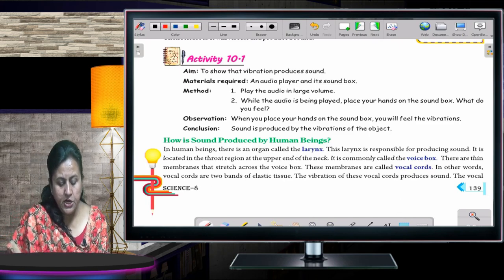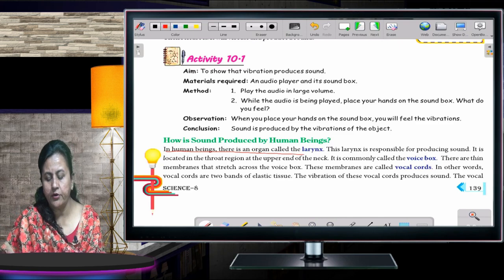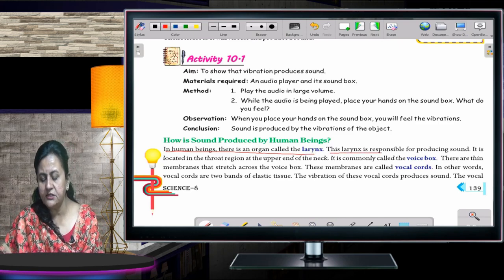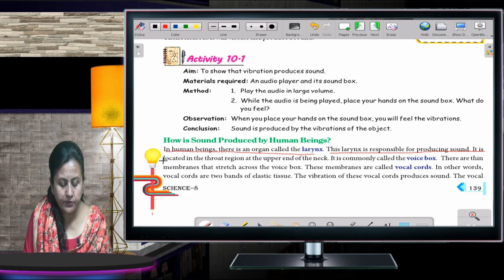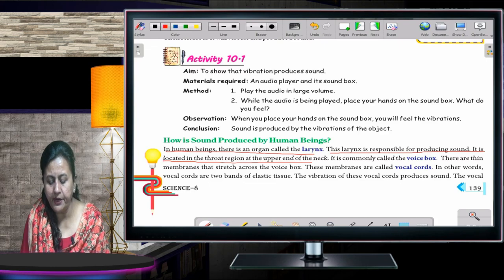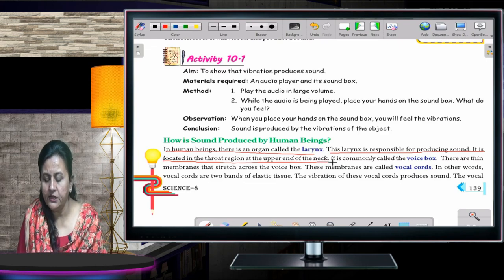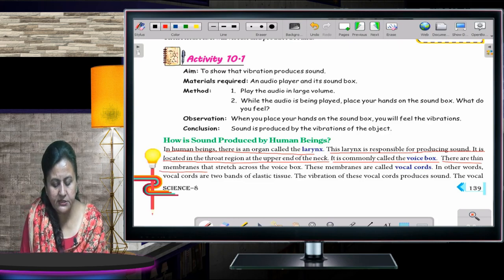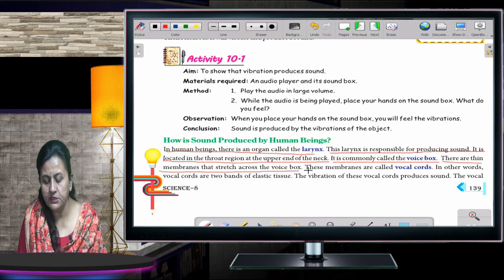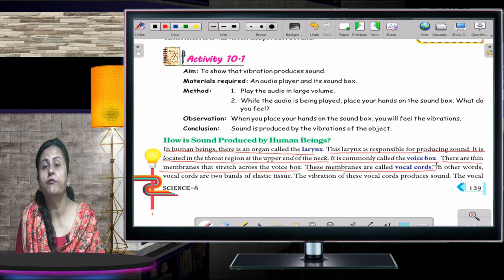In human beings, there is an organ called the larynx. The larynx is responsible for producing sound. It is located in the throat region at the upper end of the neck. It is commonly called the voice box. There are thin membranes that stretch across the voice box, and these membranes are called vocal cords.